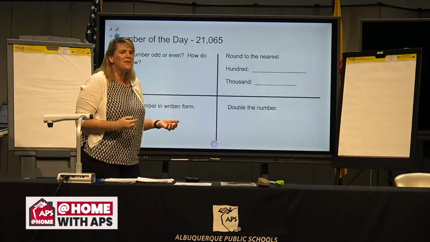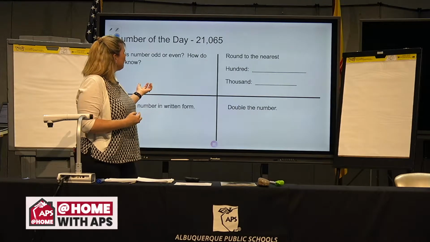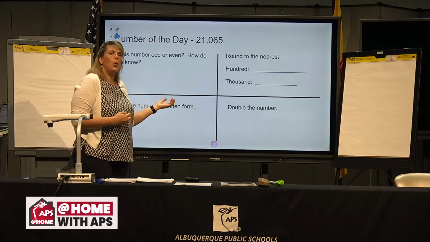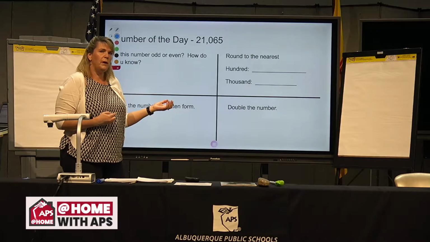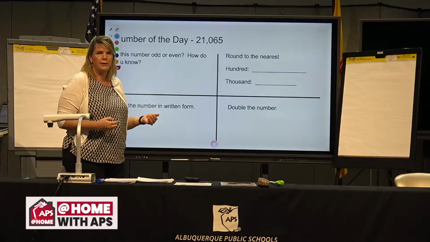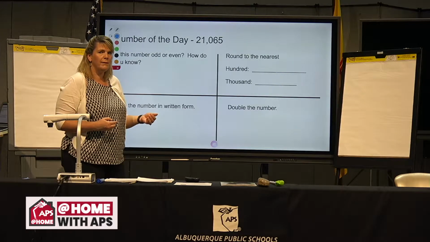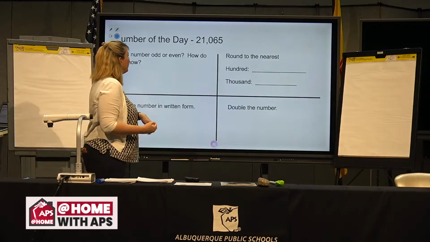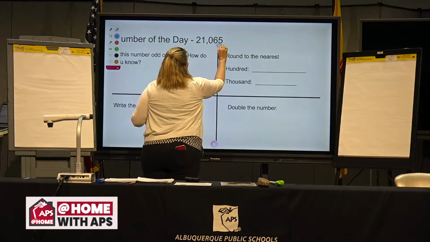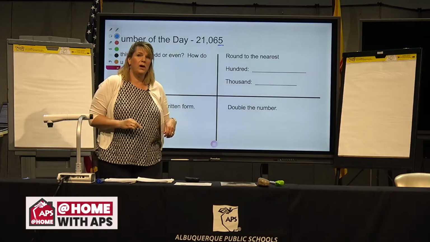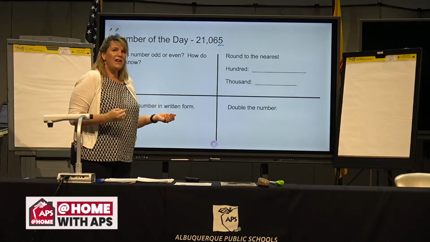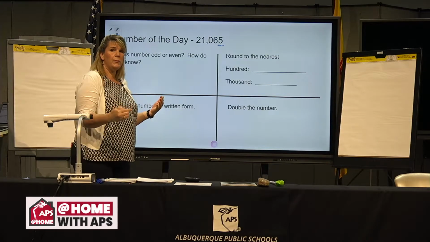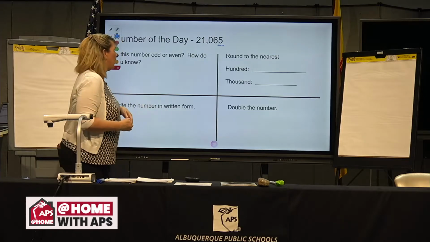All right, our number of the day. So we know that's 21,065. Is this number odd or even? And how do you know? What tells us usually if a number is odd or even? Usually that very last digit. Our very last digit, as you know, is our 5, right? 5 ones. So a 5 is considered an odd number. So therefore, the whole number, 21,065, is going to be an odd number.